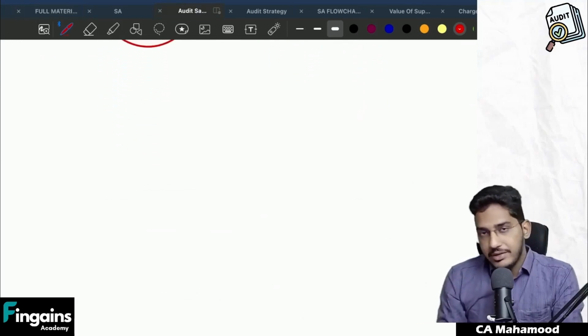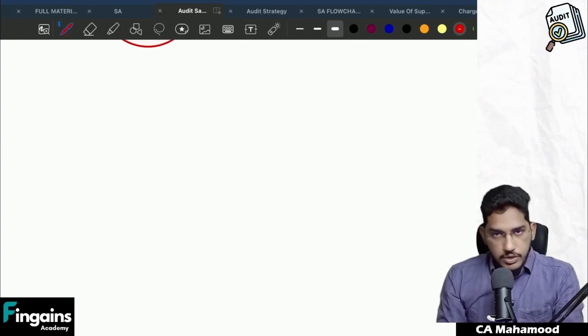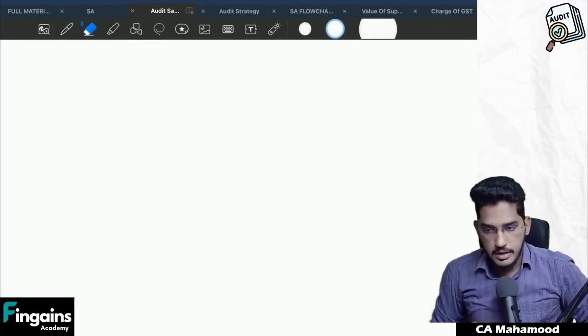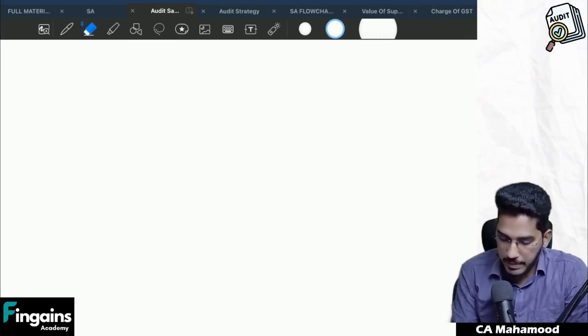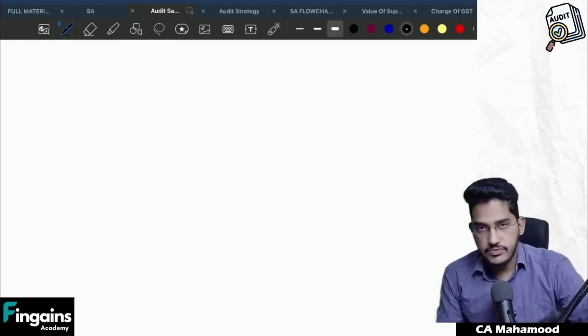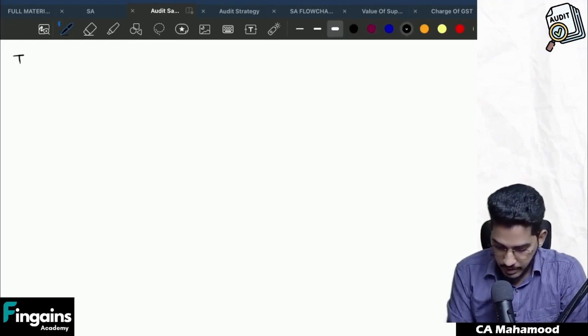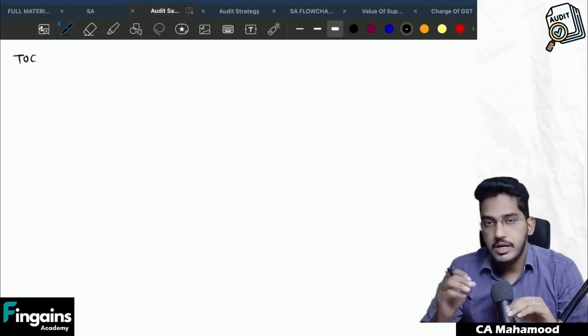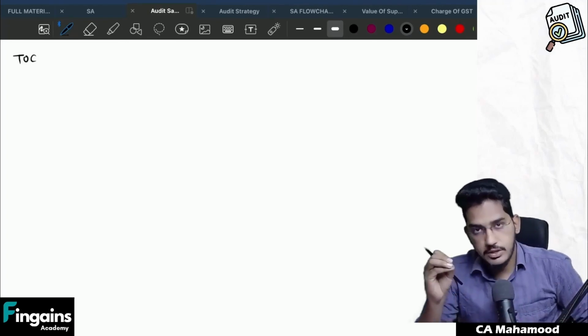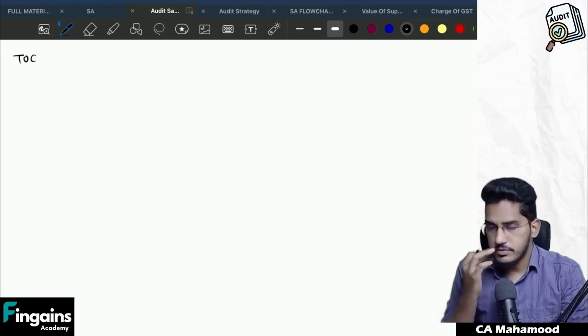This sampling risk is going to have an impact on substantive audit procedures also. So let us try to understand how this sampling risk is going to have an impact on test of controls as well as test of details. First of all, we will try to understand how the sampling risk is going to have an impact on test of controls. Guys, what do you mean by test of controls?